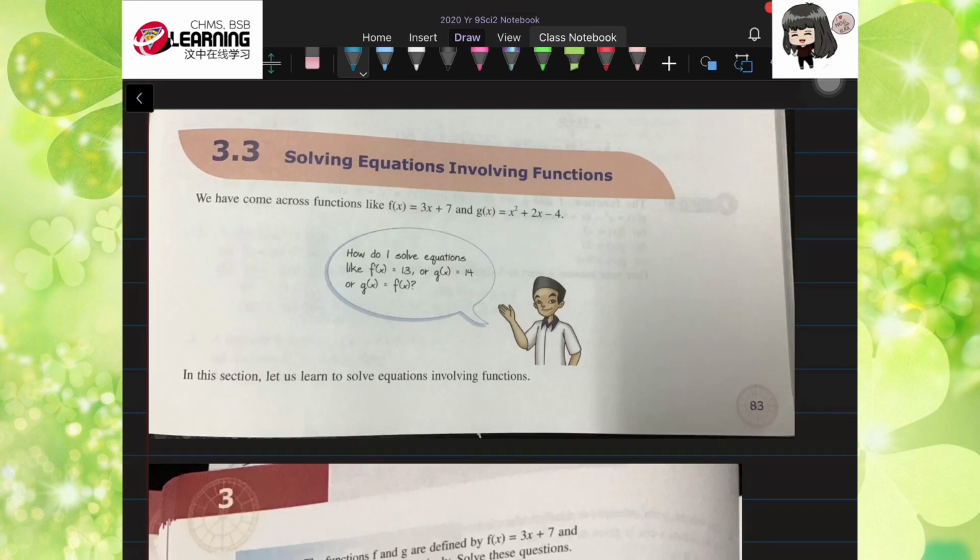Yeah, okay, so today we are going to learn the last part of this topic, which is 3.3, solving equations involving functions. This is the last part of chapter 3. Thank you guys for following my lesson.